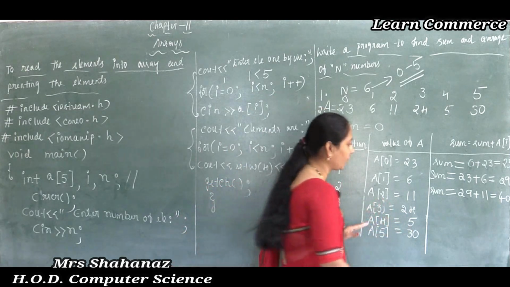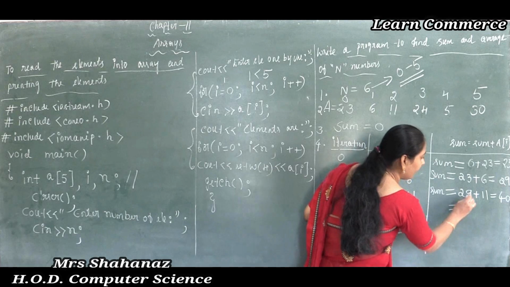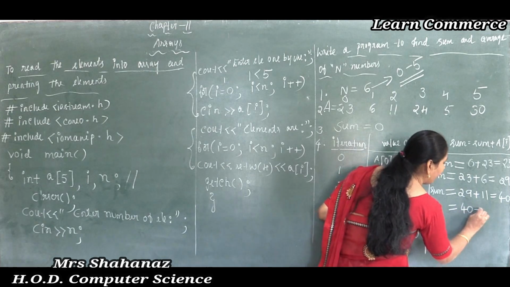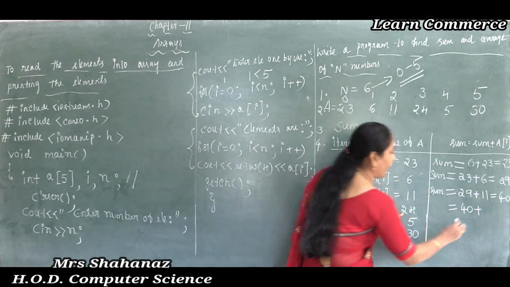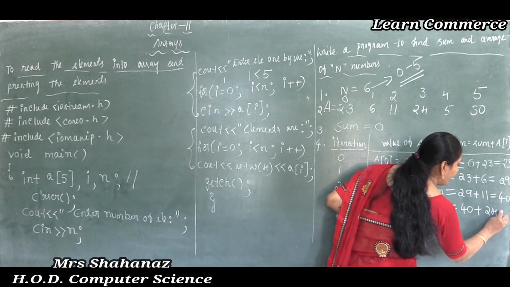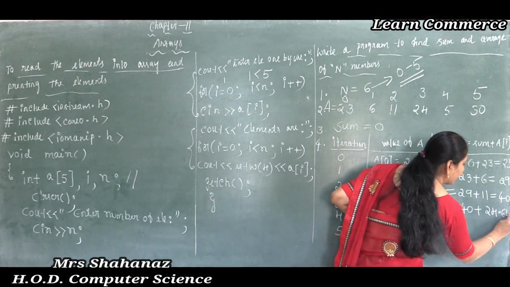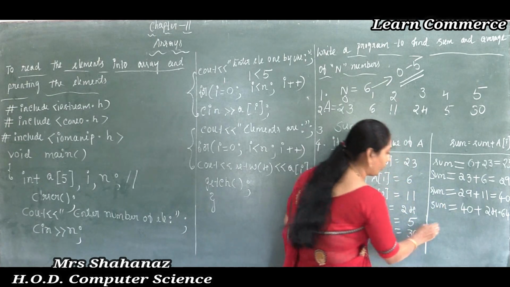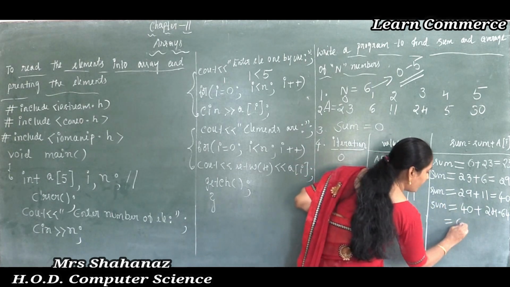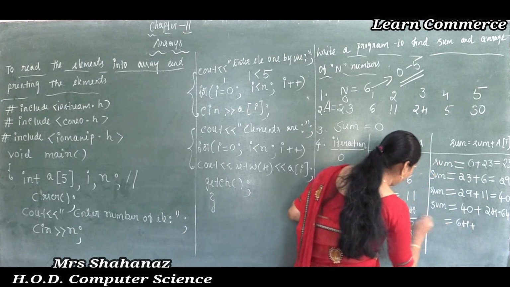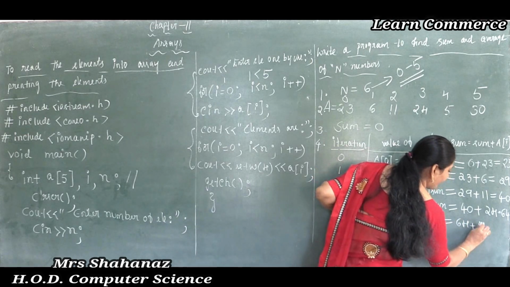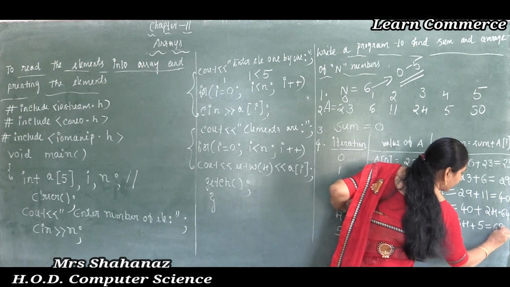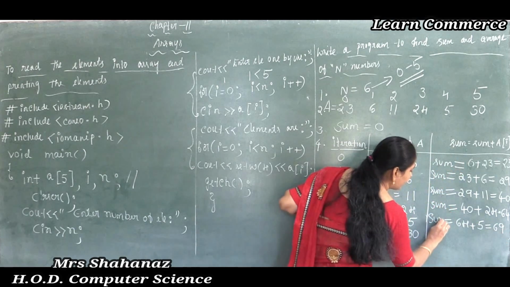Clear this one? Okay, now next, the sum value is 40 plus the next value 24, now we can say the value is 64. Now the sum value is equal to 64 here, and next, the sum value is 64 plus the value 5. Next, the sum value is equal to 69.